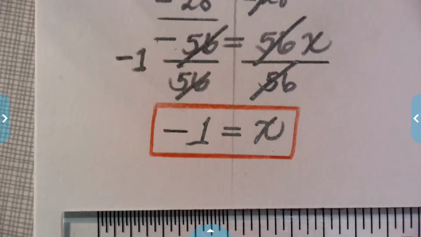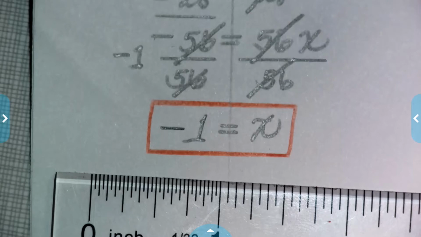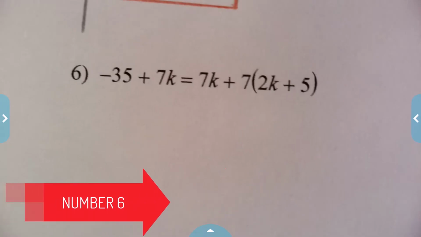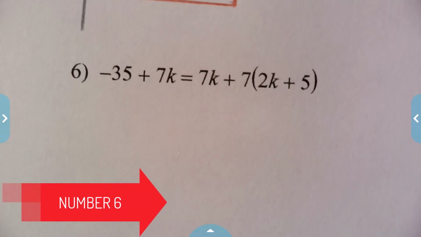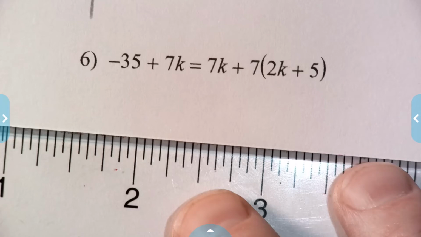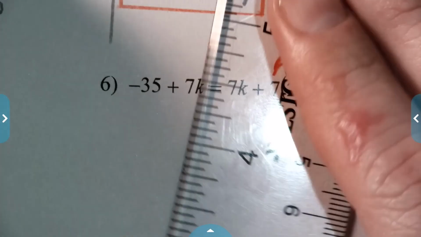All right, well, that was number 5. Moving on now to number 6. We've got variables on both sides of the equation, so just keep that in mind as we do our distributive property. Here we're going to distribute the 7 to the 2k and the 7 to the 5. And then we'll just deal with the rest of it.